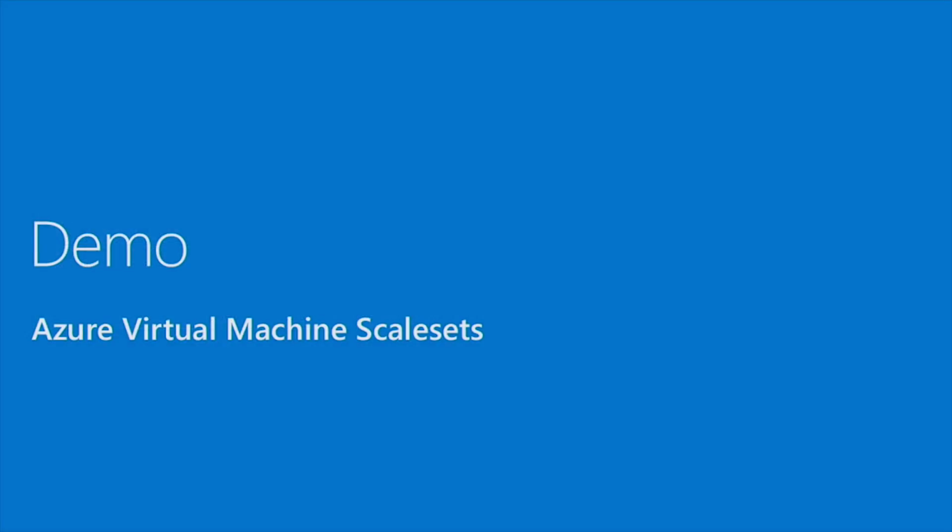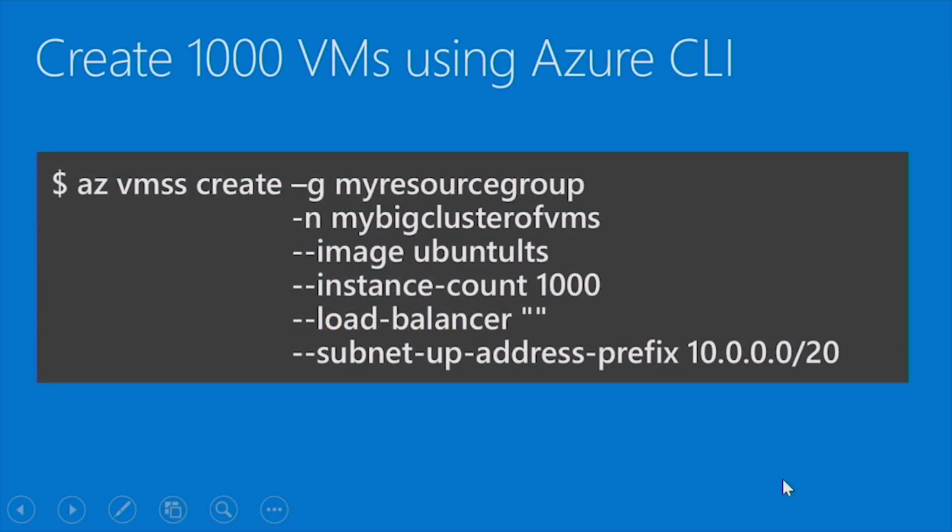So how would you create 1,000 VMs? Well, there's a couple different ways you can do it. The simplest way is to use the new Azure CLI that we're just coming out with. It's called AZ. It has a whole bunch of different commands, and so you can say AZ VMSS create, which is the command for creating a VM scale set.